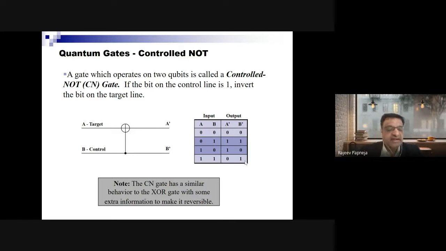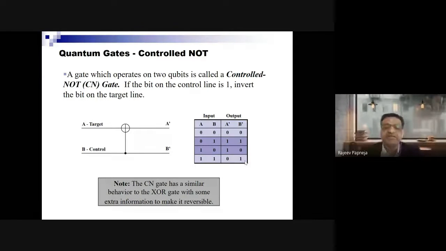Look at it and compare and contrast with classical computing. You will see that this gate has a similar behavior to the XOR gate with some extra information to make it reversible.